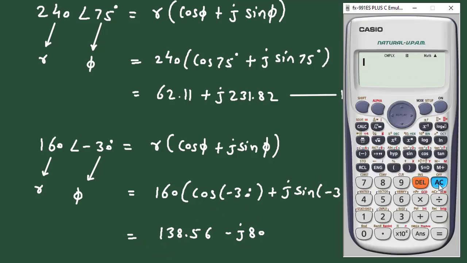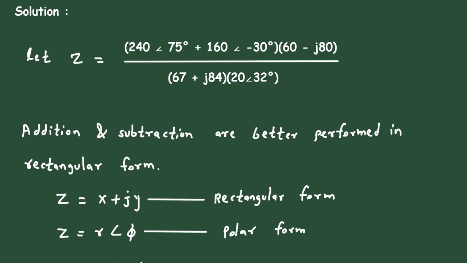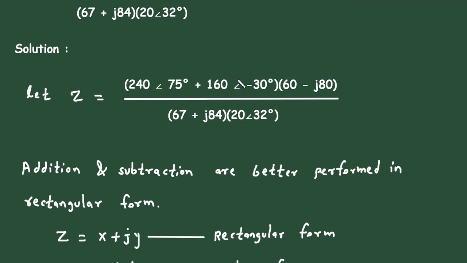We can verify this in calculator. So 160 at an angle minus 30 degree, then shift 2. We need this in rectangular form, so 4. So it is 138.56 minus j80. Also, let's verify this answer. 240 at an angle 75. So it is 62.11 plus j231.82. So hence our answer is correct for both. Now we got this in rectangular form.